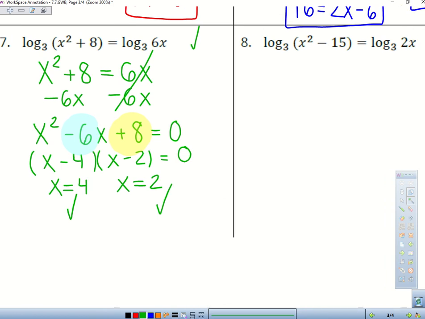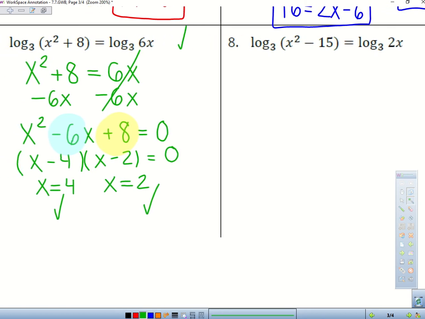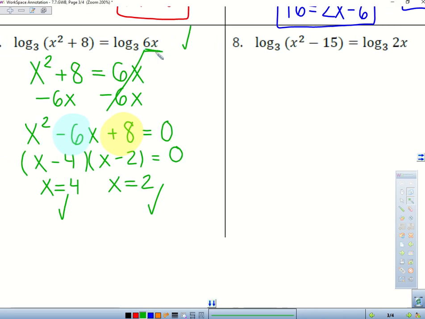All right, next one. You ready? Why did you just multiply 6 times 0? Not for x. I plugged 2 in for x. Oh, that makes sense.